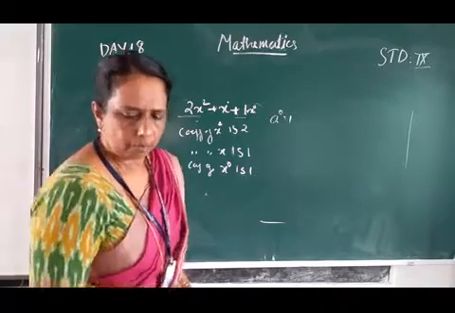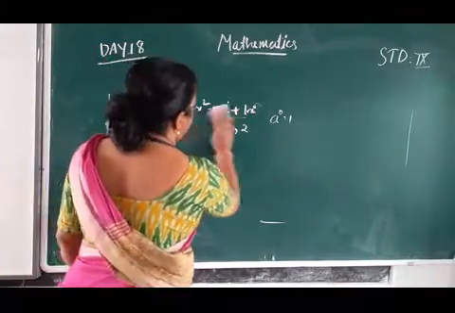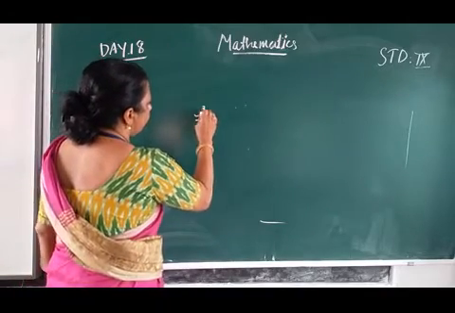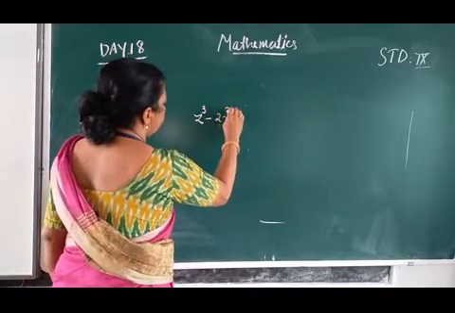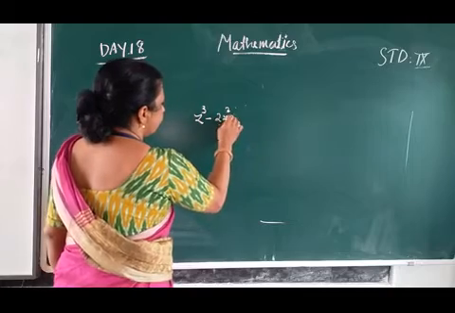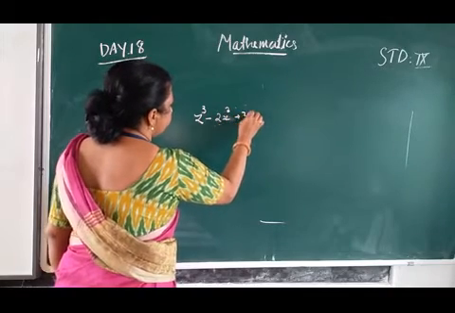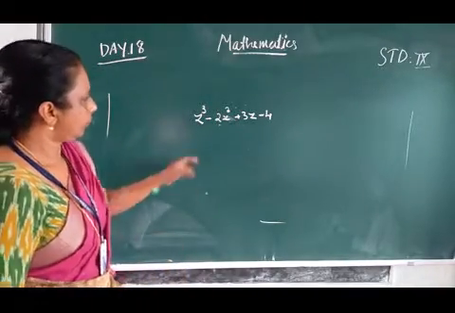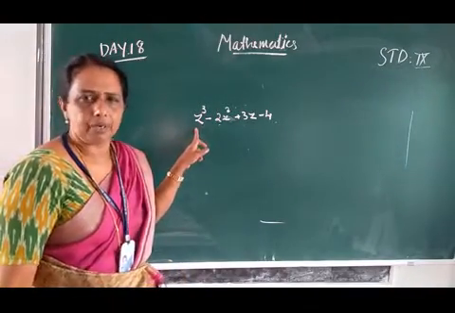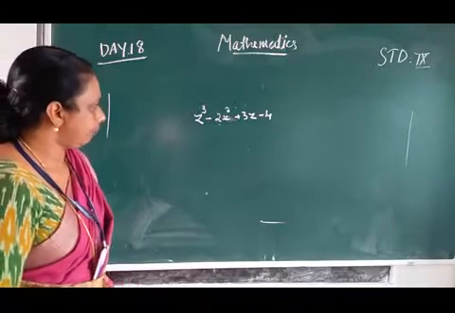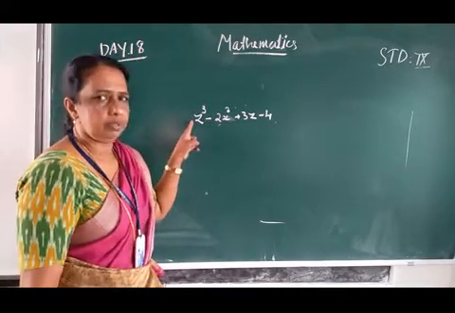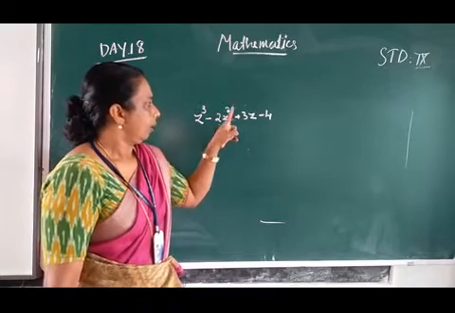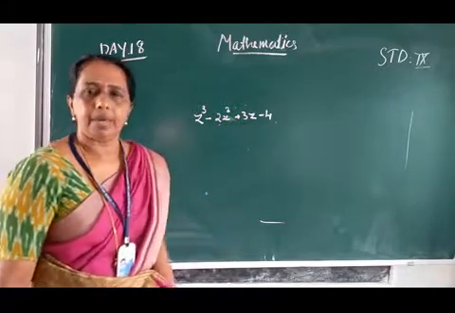Okay, one more example. z cube minus 2z square plus 3z minus 4. This is a polynomial in the variable z. The terms are z cube, minus 2z square, 3z and minus 4.